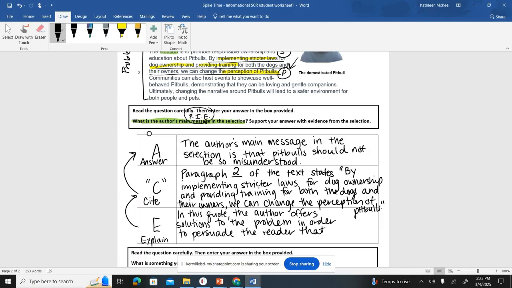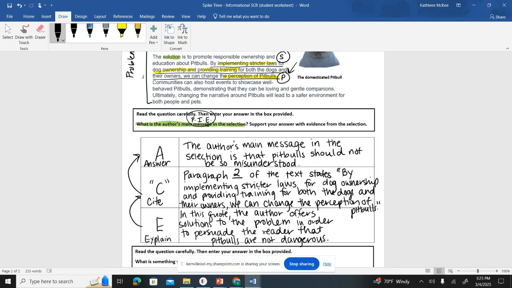that pit bulls are not dangerous. Or maybe you said something about to persuade the reader that there are solutions to pit bulls being seen as dangerous, anything like that. Okay. All right. Good job.